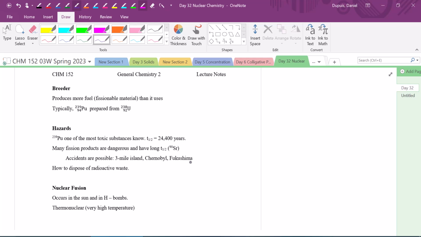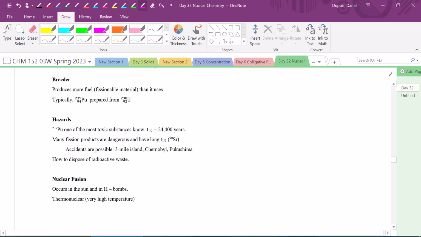How do we dispose of the nuclear reactor waste? That's a good question too, right? How do we take care of that? Because that is a problem. We don't want to be exposed and have this going out just into the environment.